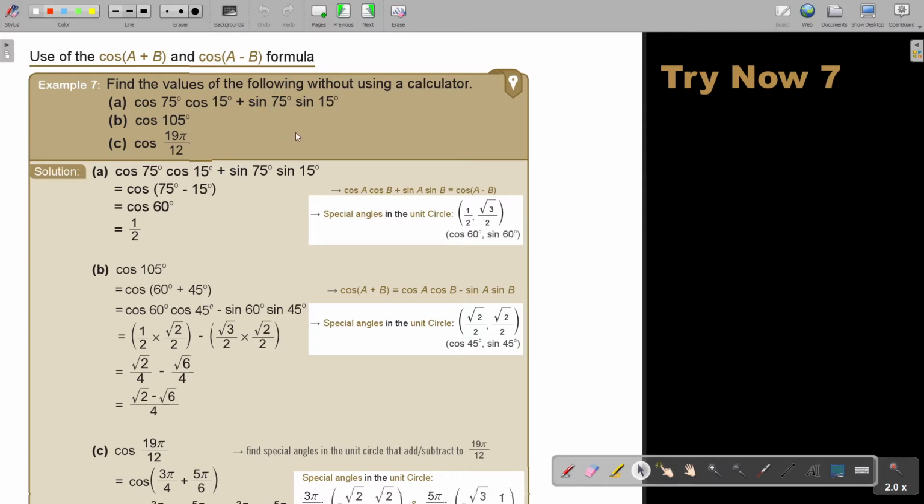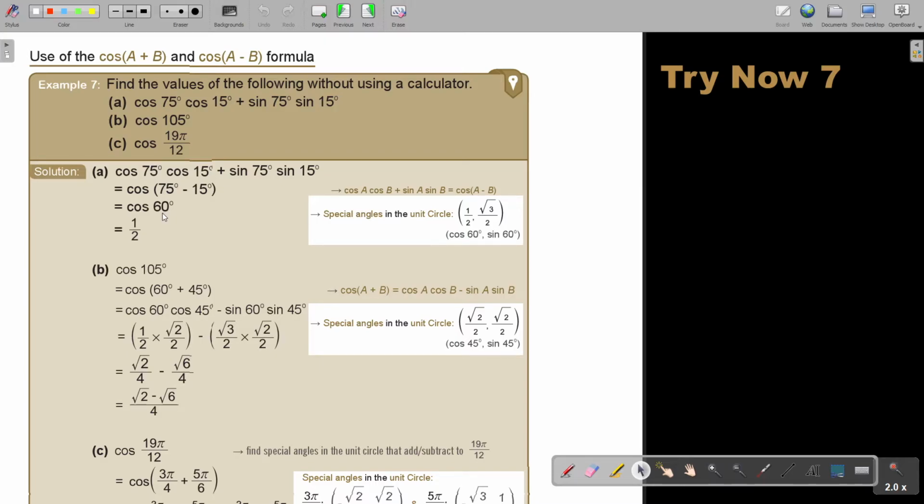Okay. Now remember, it's like the reverse. Do you see cos, cos, sin, sin? You remember the positive will go to a negative. So basically I can just say 75 minus 15. I always go to the special angles because it's like working without a calculator. So it's cos 60. Okay.